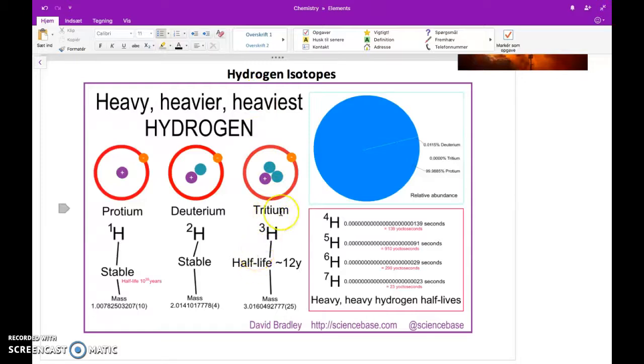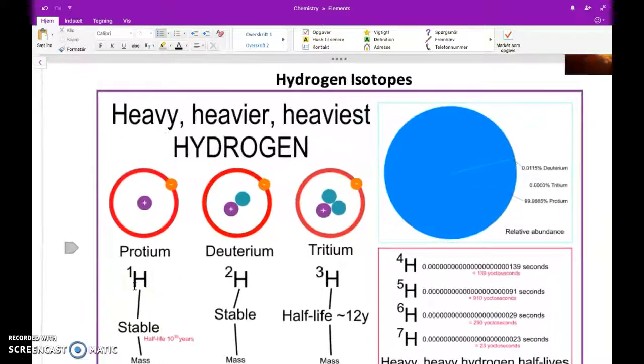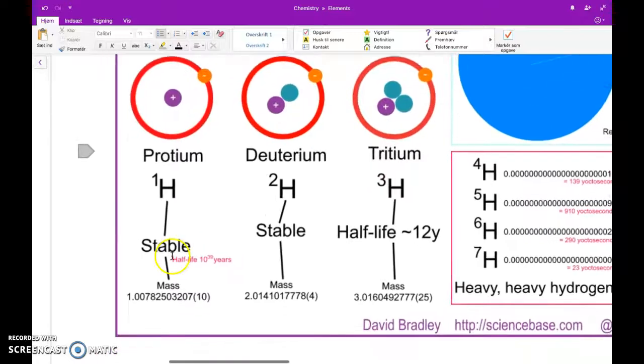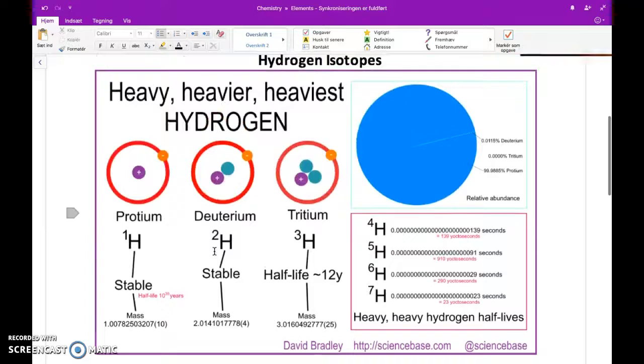Tritium is actually radioactive, and that's why we don't see a lot of tritium on the surface of the Earth. It has a half-life of 12 years, which means after 12 years, half of it has decomposed to another element, which I believe is helium, since one of the neutrons shoots out and it gains 1 proton and becomes helium. But these 2 others are believed to be stable. Well, some people have a theory that protium is actually radioactive, but we cannot confirm this since its half-life is a massive number, which we could definitely not confirm.